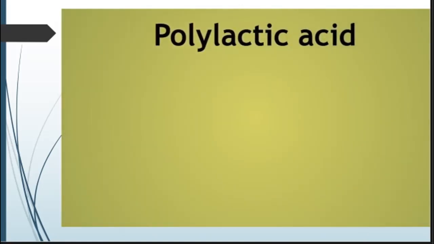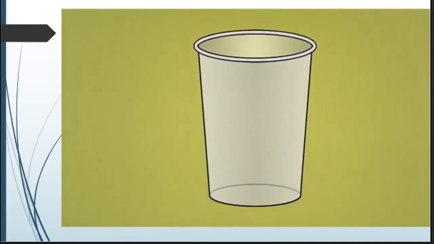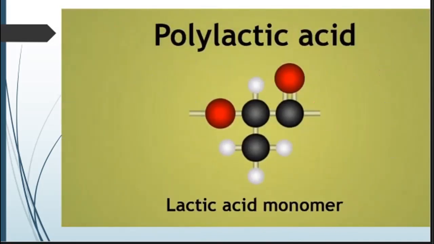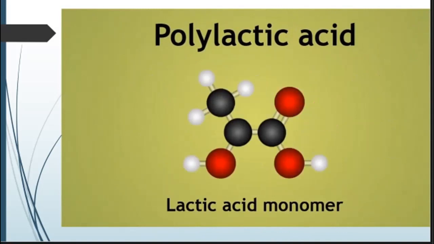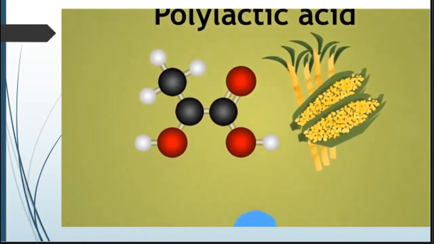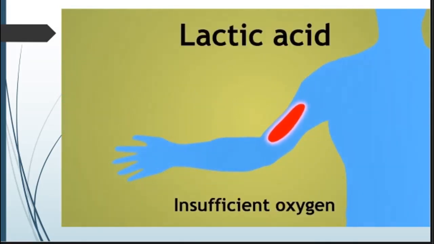An increasingly important synthetic polymer is polylactic acid, or PLA, used to make plastic cups and other packaging materials. This is a polymer of lactic acid, which is obtained from the bacterial fermentation of carbohydrates. These sugars can come from corn or sugarcane, all of which are renewable resources because they can be grown again and again. If you exercise for an extended amount of time, your muscles begin to cramp. This is due to the production of lactic acid from insufficient oxygen in your muscle cells.